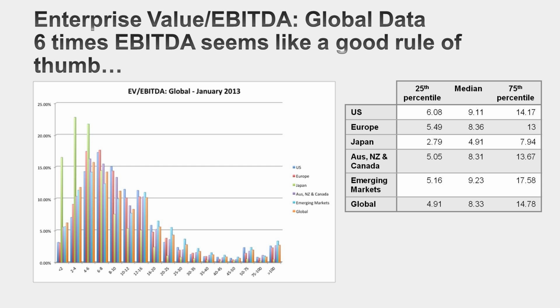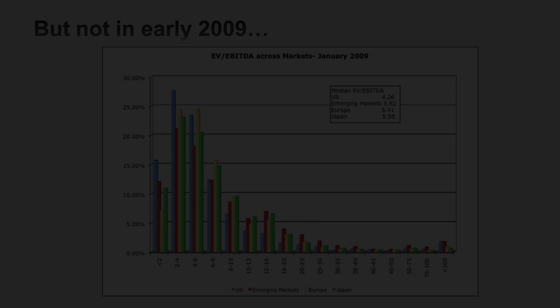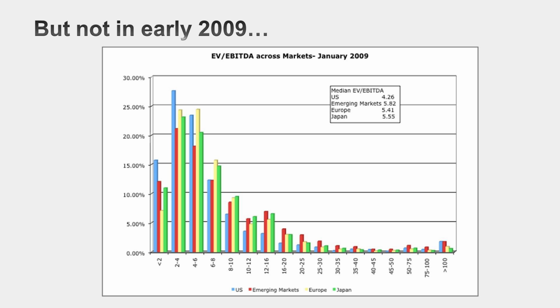Well, it depends. In 2013, it wouldn't have been a bad measure of cheapness. About 25% of companies globally trade at less than 6 times EBITDA. 25% of 40,000 companies is still 10,000 companies, but at least it's the 25th percentile. But to show you the danger of these rules of thumb, I'm going to go back to 2009. And in 2009, 6 times EBITDA would not have been cheap. Half of all US companies, in fact, half of companies globally traded at less than 6 times EBITDA in 2009. That's not my definition of cheap.